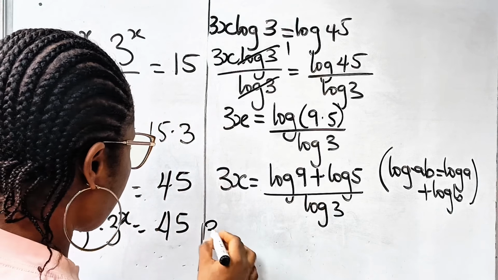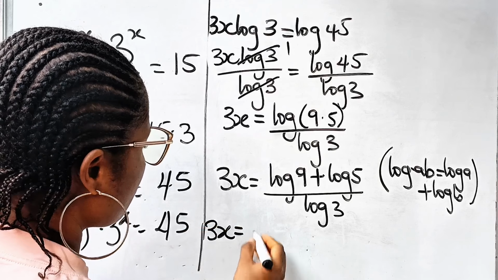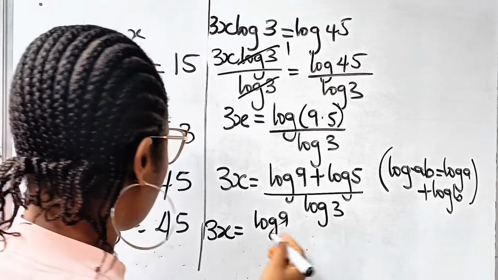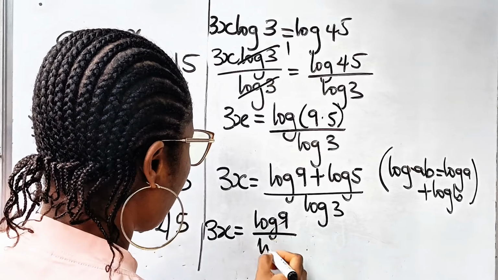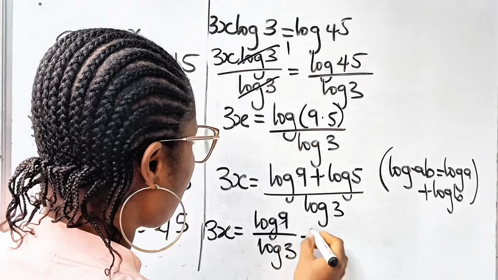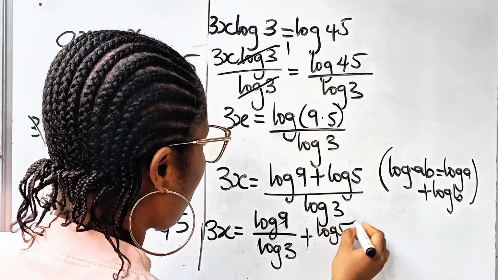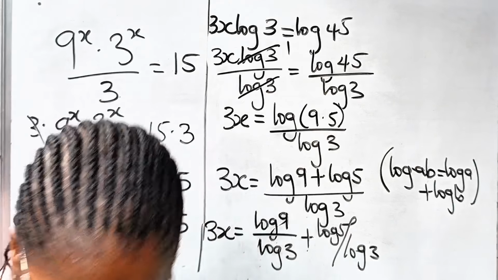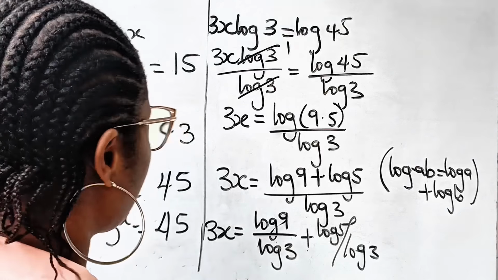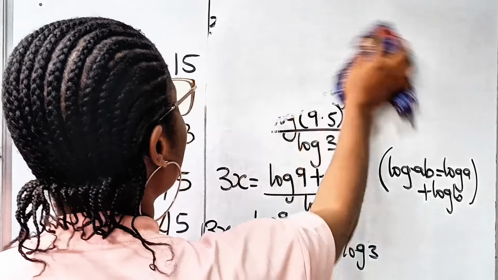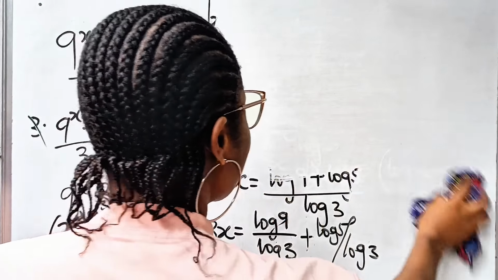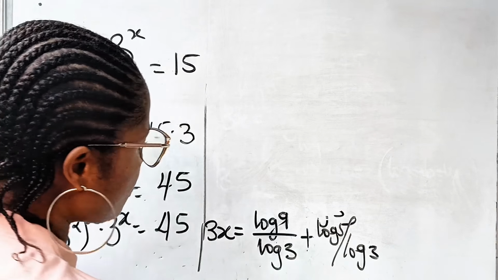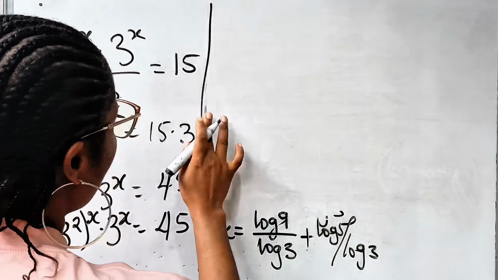So we can write this as 3x is equal to log 9. Now let's distribute the denominator, right? Log 9 divided by log 3 plus log 5 divided by log 3. Now, this is getting more interesting. Trust me. It is getting more interesting. So, this is what we have here.